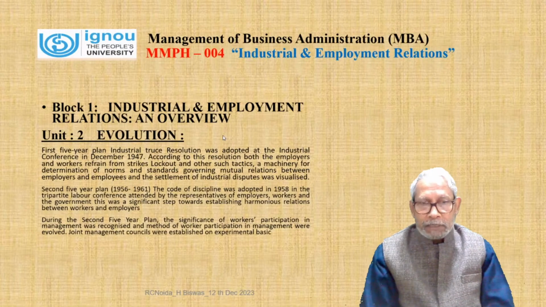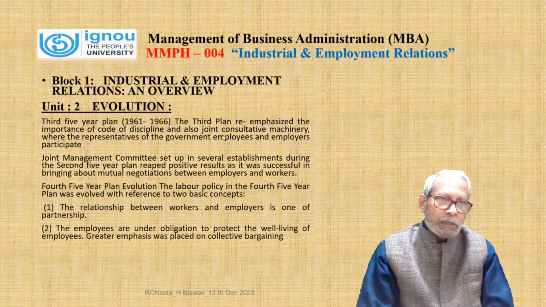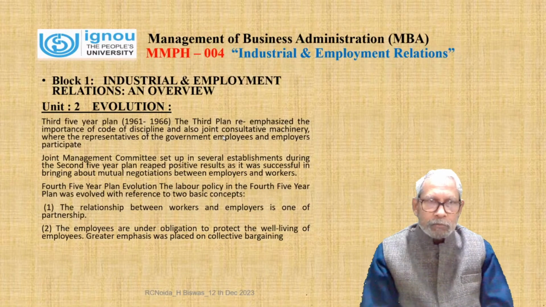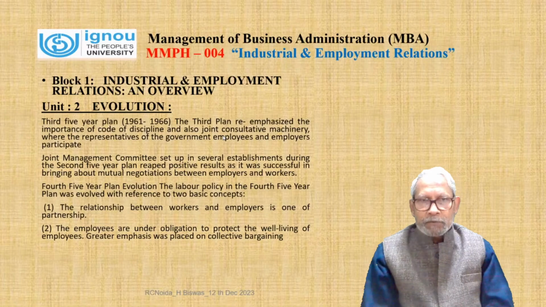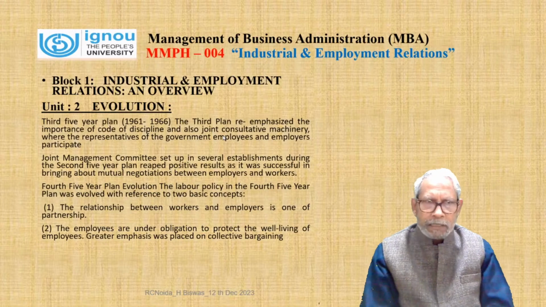Joint management councils were also established on an experimental basis. The third five-year plan, 1961 to 1966, re-emphasized the importance of the code of discipline and also the joint consultative machineries where the representatives of the government, employees and the employers participate. All these things were formulated.